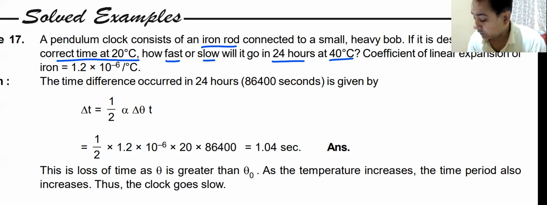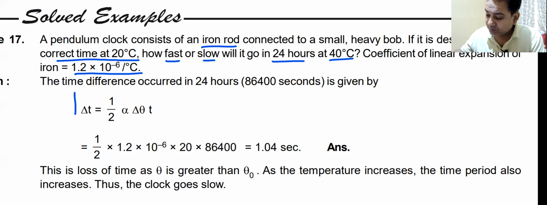Slow, sir. Slow, because the temperature has increased. Alpha for the iron rod is given. You just have to find out how much time it will gain in a period of 24 hours. So how do you do it? You just apply the concept that you have read just now.